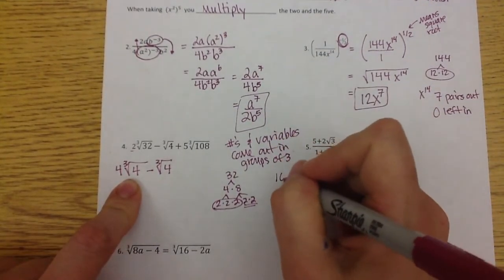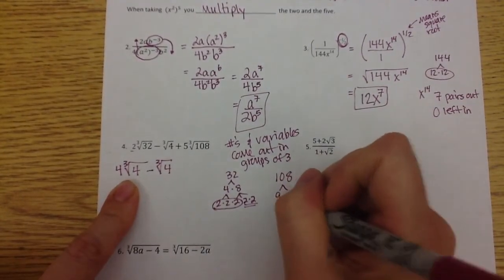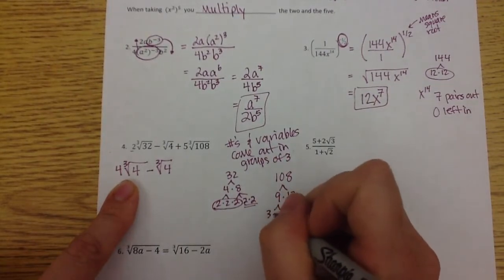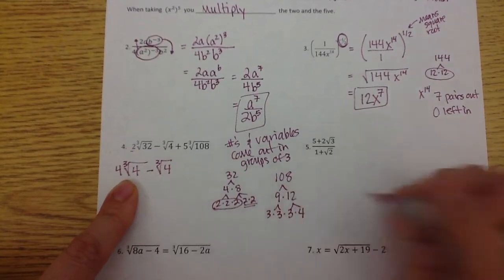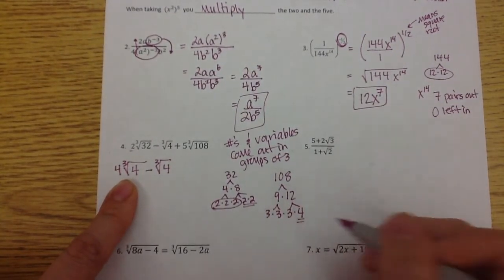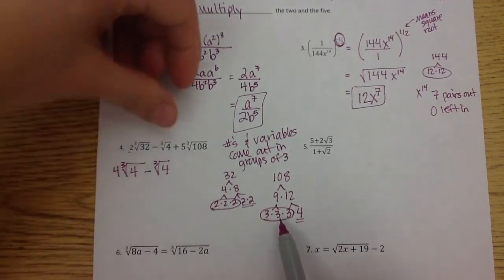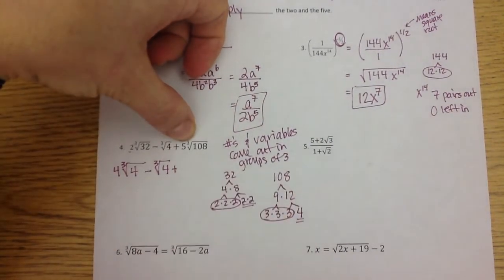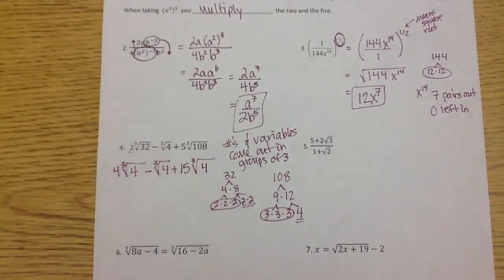And then I'll look at 108, see how it breaks down. 108 would be 9 times 12. 9 would be 3 times 3. And 12 would be 3 times 4. I already know 4 won't break down, but I do have 3 3's, a group of 3 that can come out. And I already had a 5 out front, so that will be plus 5 times 3, or 15 cube roots of 4.